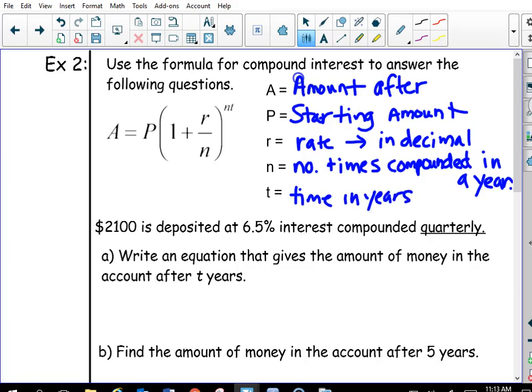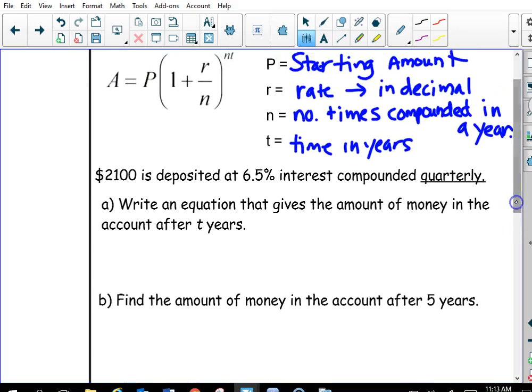Okay, so the first thing they ask us to do is use this. Our initial amount is 2,100. It's at 6.5% compounded quarterly. Because I have the equation right above, I'm not going to rewrite it, but we are going to write what we're using. So P equals 2,100. R equals 0.065. And compounded quarterly, there are 4 quarters in a year, so N equals 4.